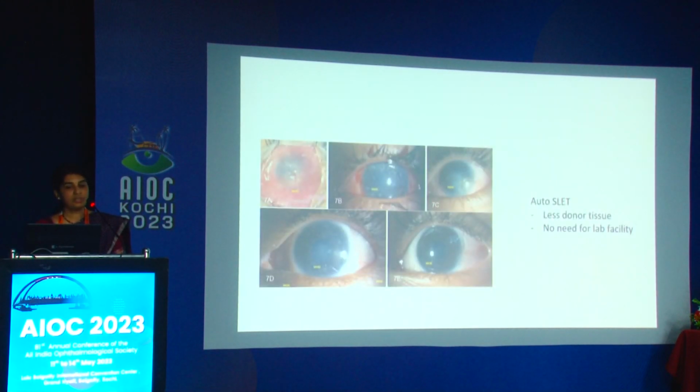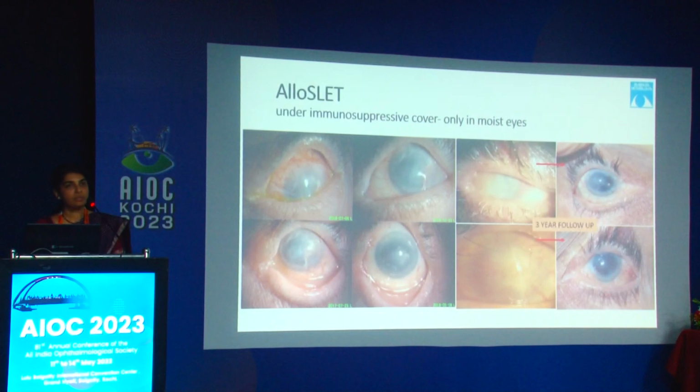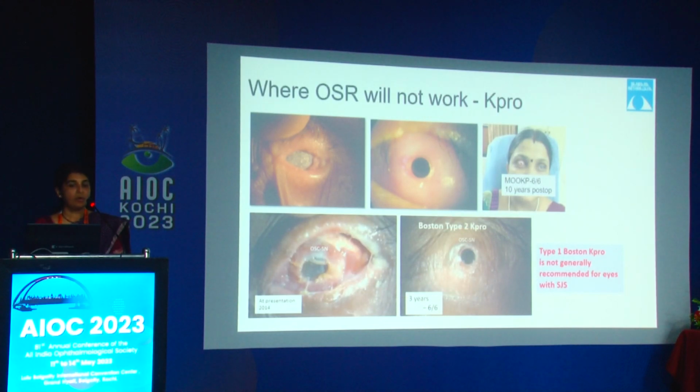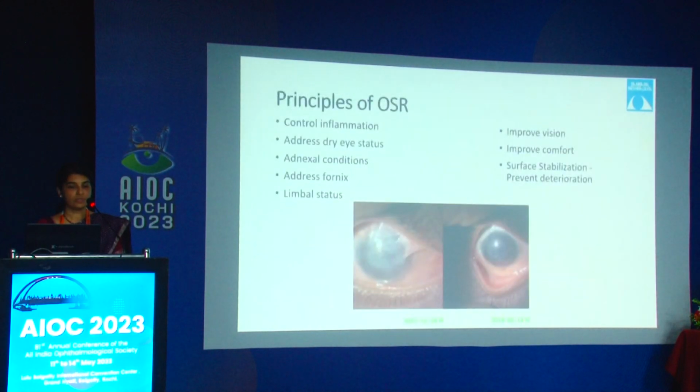And for limbal reconstruction, we largely do know that it is autoslet when we're dealing with a unilateral disease, alloslet with immunosuppression for a bilateral disease. And when you have additional corneal scarring or corneal thinning, then you would need to combine your reconstruction with either a penetrating keratoplasty, as in the upper panel, or a lamellar keratoplasty, as in the lower panel. Also, we need to be very clear about where ocular surface reconstruction will not work, and these are eyes where we would need to subject the patient to a keratoprosthesis.